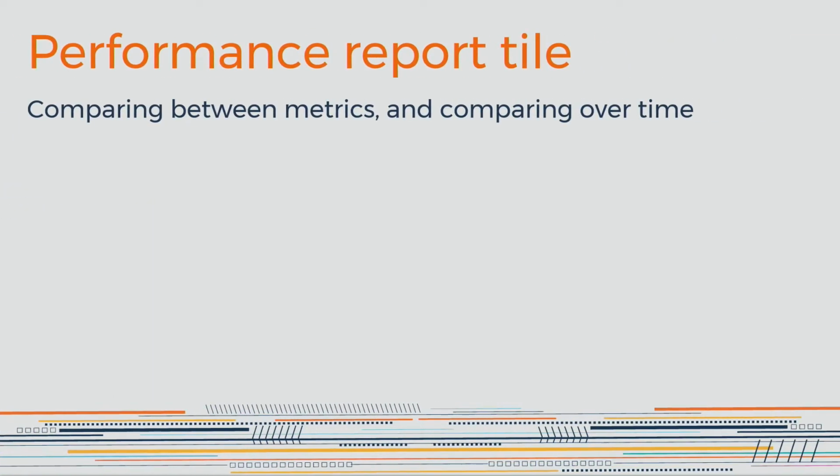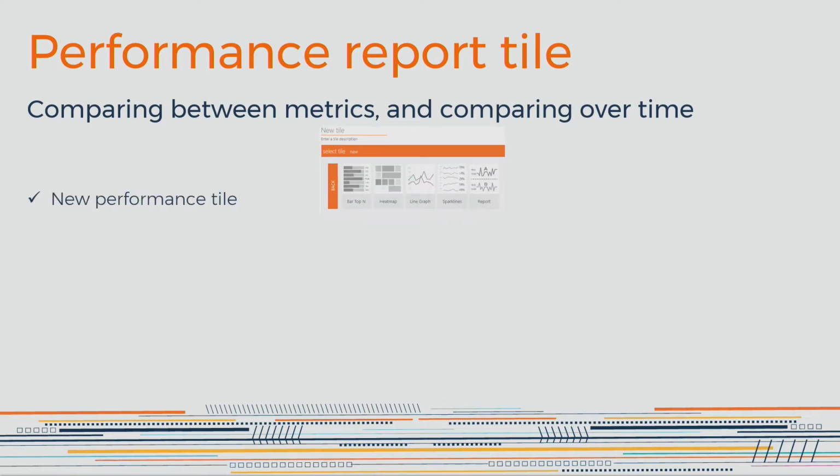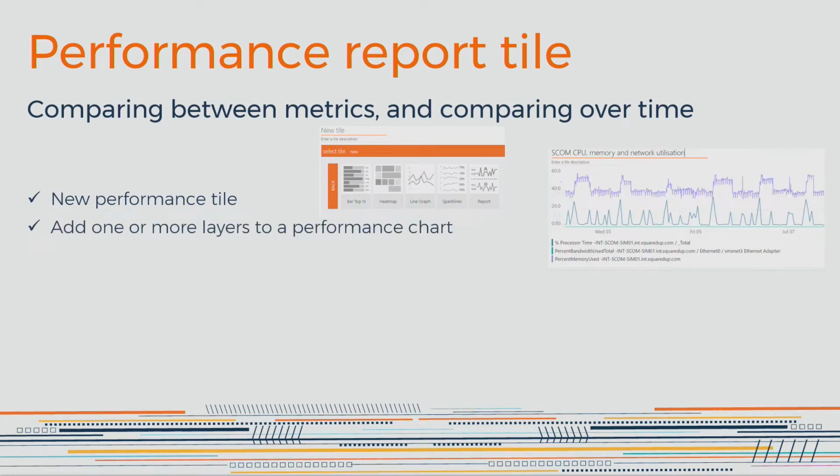All right, so let's dig into first the performance report tile, and I'll give you one more slide before we switch over to demoing what's in it. So main benefits of the performance report tile. It is a new tile option under performance, so it's a new type of performance tile. You can see it over there on the right-hand side, the little A versus B, to show that it lets you compare. And what it lets you do is add one or more layers into a performance chart.